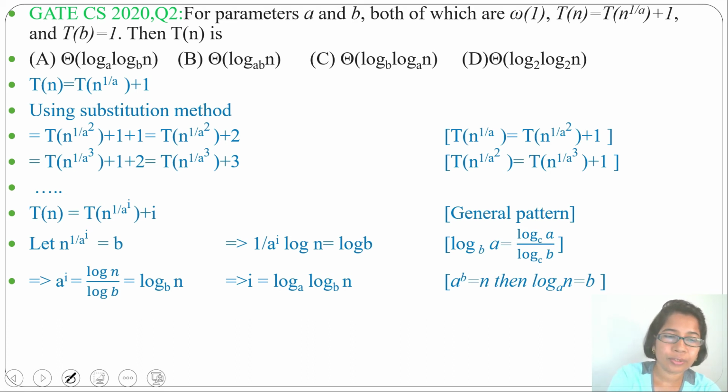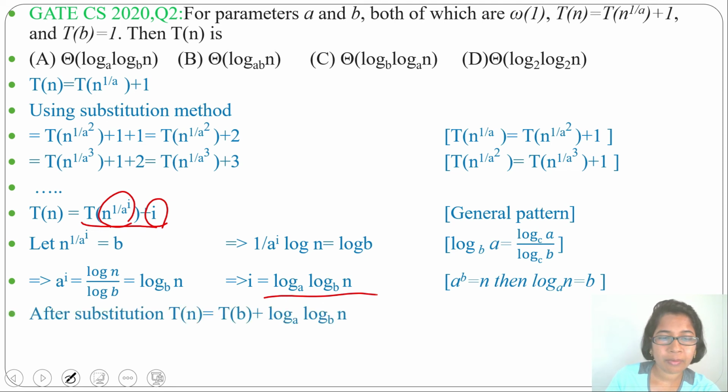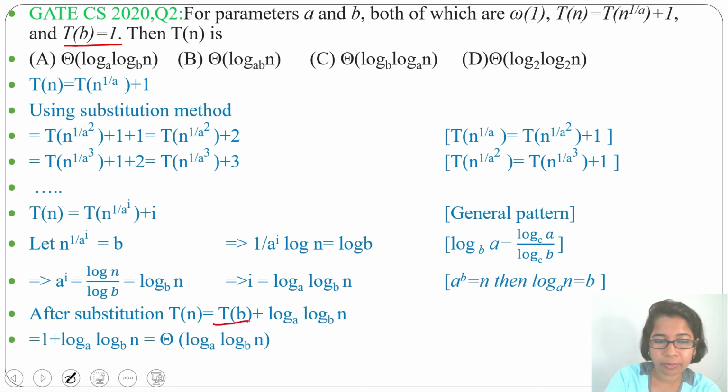Next we will substitute here T of b. In place of this we substitute b, and in place of i we substitute this. So T of b plus log base a of log n base b. And we know T of b equals 1. Let me substitute 1 in place of T of b. Now 1 plus this, so approximately the time complexity will be theta of log base a of log n base b.